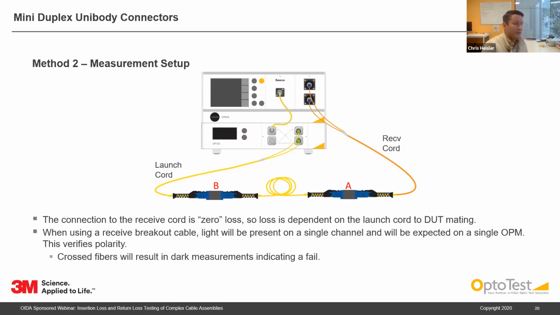In this case, this also verifies polarity. So when we're using a receive breakout, light will be present on a single channel and will be expected on a single OPM as well. This will verify the polarity. If fibers are crossed in our DUT, then we'll receive dark measurements on our power meters. And this would indicate a fail of polarity.